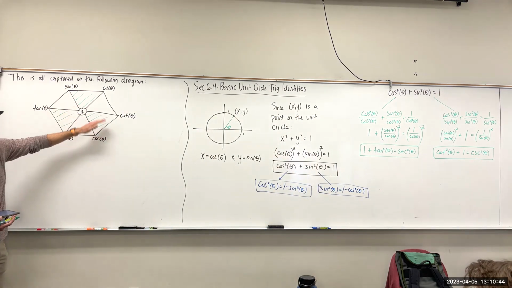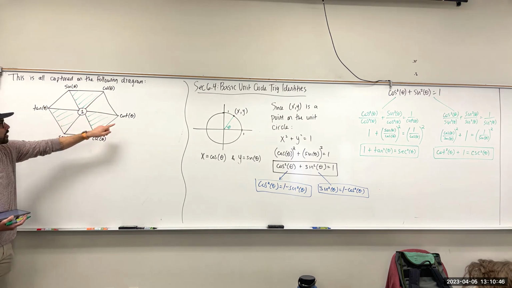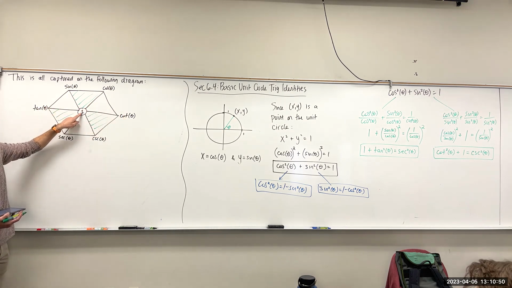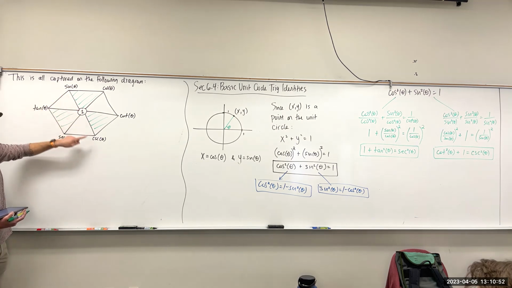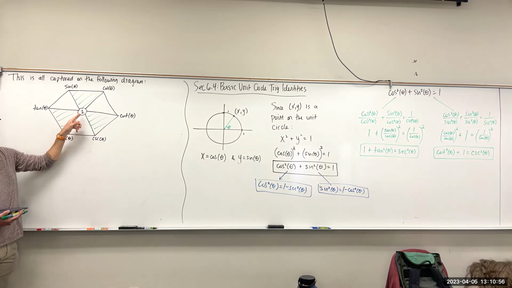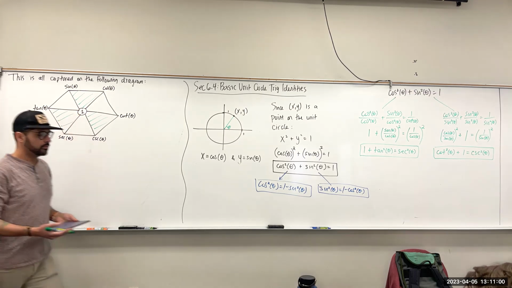Across from these are the reciprocals. So if I multiply this times that, it equals 1. If I multiply sine times cosecant, it equals 1. If I multiply this times this, it equals 1. Okay.